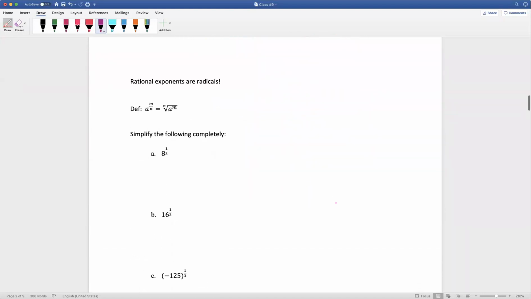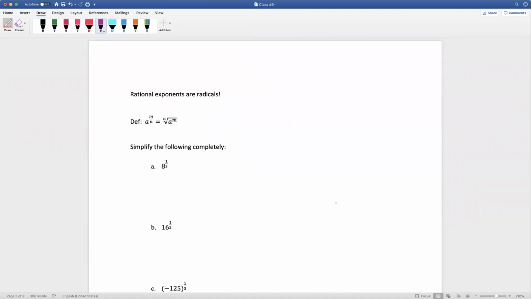Now, as I was saying before, rational exponents are radicals. So remember, rational exponents, fractional exponents. Anytime you see an exponent that's a fraction, that means it's equivalent to radical form. So rational exponents and radicals are the same thing. One is just written as a fractional exponent and the other is written as a radical. So let's use this definition.